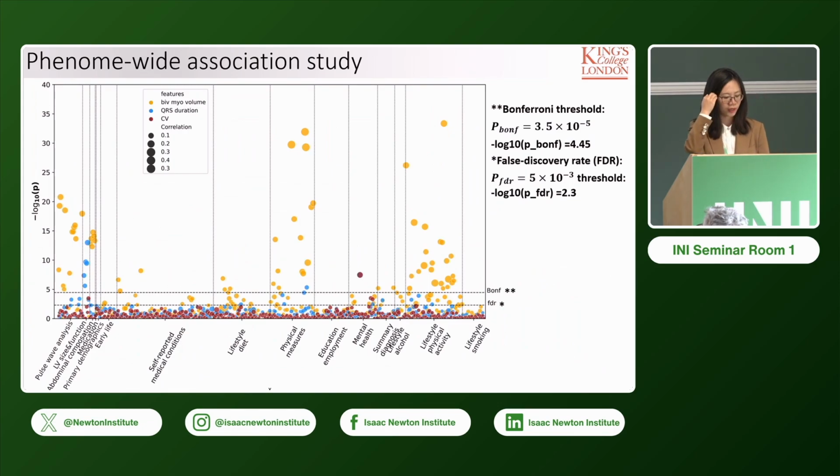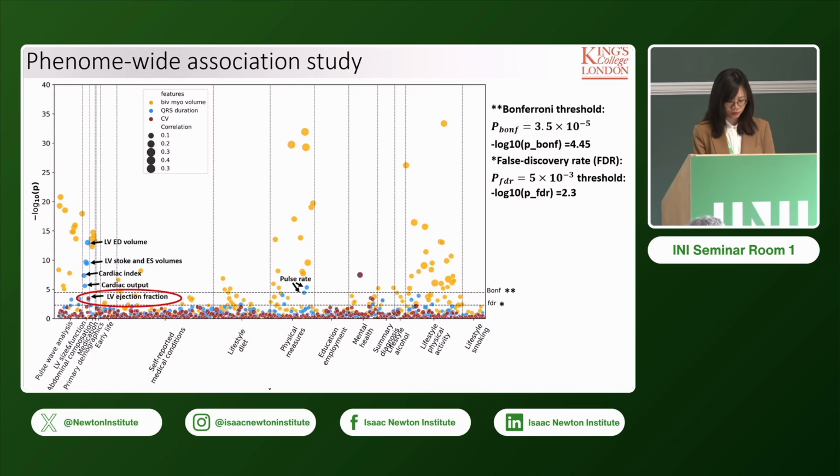Then we move on and perform a phenome-wide association study to explore how those biomarkers are correlated with different phenotypes and exposures that are available from the UK Biobank. That includes medical conditions, lifestyles, mental health factors, etc. And we have found two interesting points.